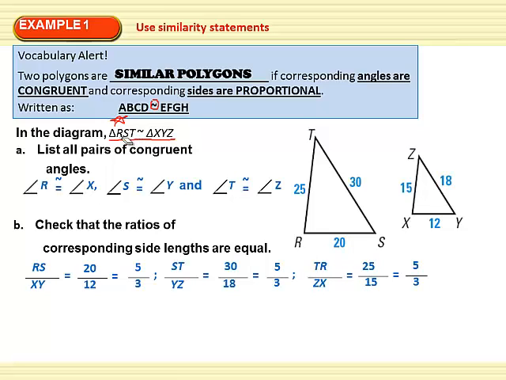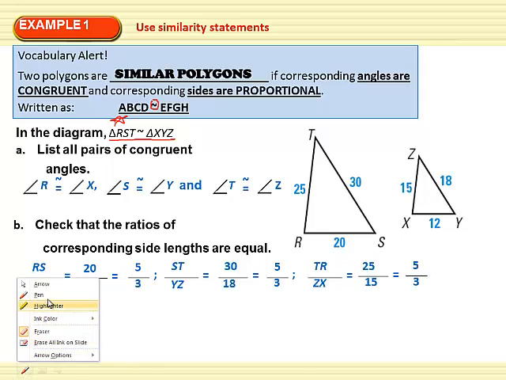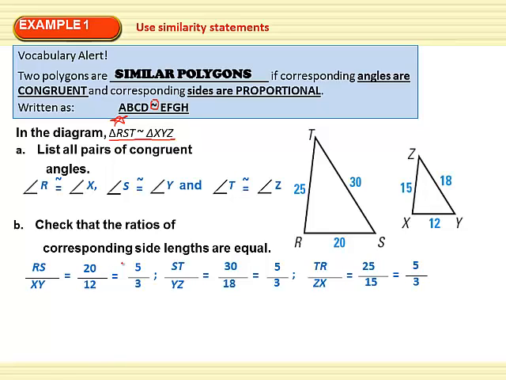TR, that's the first and third position. First and third position in the next one would be XZ or ZX, it does not matter. You get 25 over 15 because they're in similar position parts. 5 over 3.